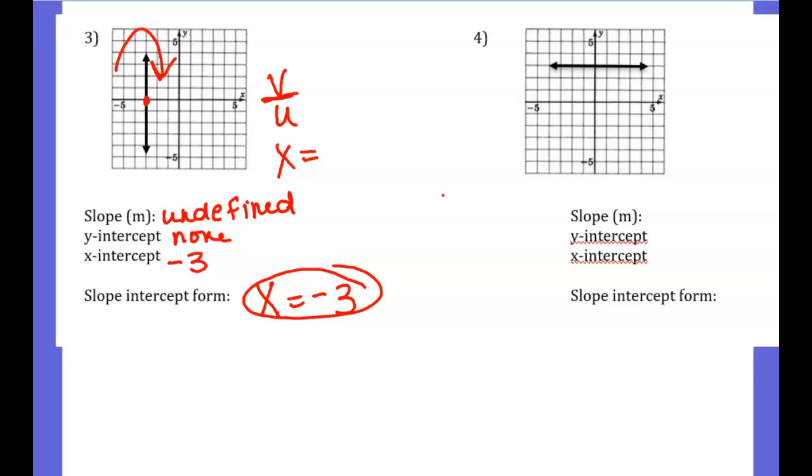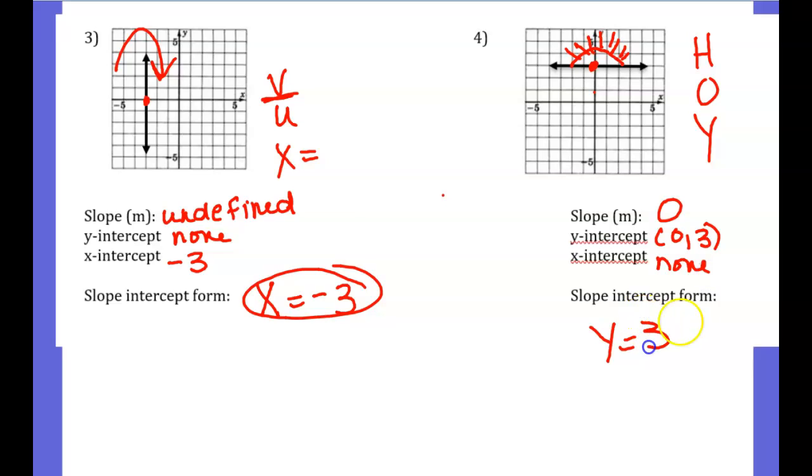Okay, now number 4 is a horizontal line, and you can kind of think of this like the horizon. There's your sun. So if you mix up vertical and horizontal, that one is horizontal. So you're going to think of the acronym HOI. H stands for horizontal, and the second letter is our slope, which is 0. The equation of the line is y equals, and we're interested in the y-intercept, which is 1, 2, 3. So it's (0, 3). Our x-intercept, well, it's never going to cross the x-axis, so that one's none. So in this case, our equation is y is equal to 3. All right, so we have our special cases.